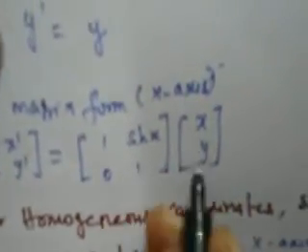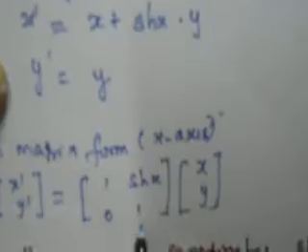Again we have to cross check. When we multiply, we get x plus y into SHX, which is the first equation. Next, 0 into x, 0 plus 1 into y, then 0 plus y, so y will be the result.